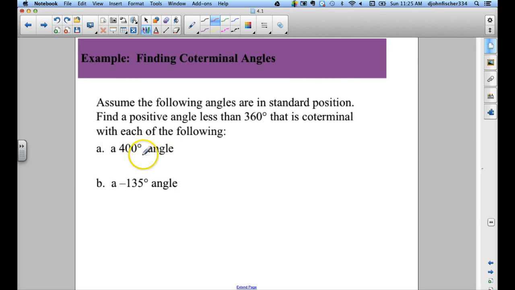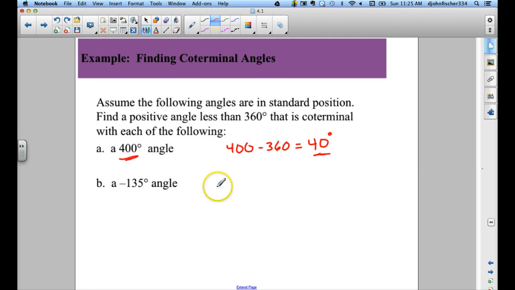So let's look at this one. It says, okay, I got 400 degrees. Assume the following angles are in standard position. Find a positive angle less than 360 that is coterminal. Well, I'm at 400 degrees, so you either can subtract or add. I'm going to subtract 360, one complete circle. If I do that, I'm going to get 40 degrees. So a 400 degree angle and a 40 degree angle are the same position angle. They look the same, but one's one complete revolution less.